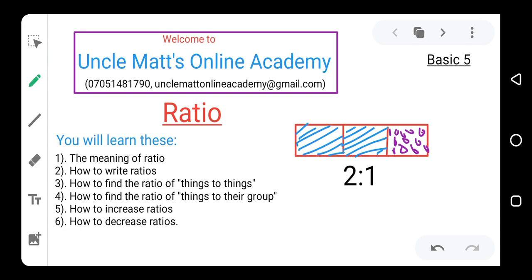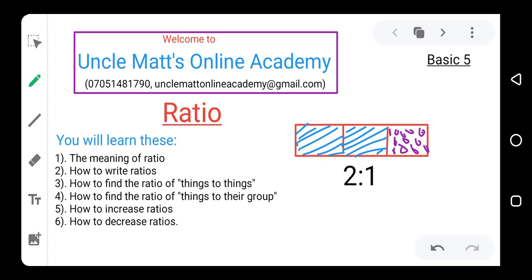Like if you have 2 colon 3, we say 2 is to 3. 4 colon 5, 4 is to 5. So on and so forth. And then we also learned how to find the ratio of tens to tens, which I've explained the meaning of, and how to find the ratio of tens to their group. I've also explained this, and how to increase ratios and also how to decrease ratios.